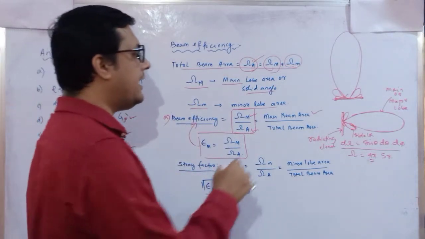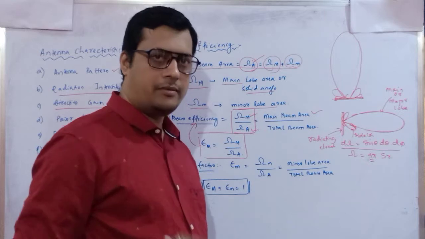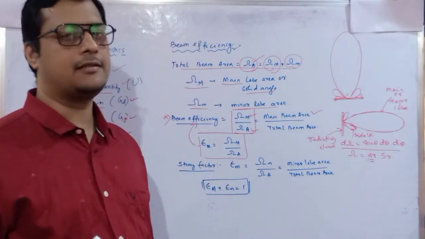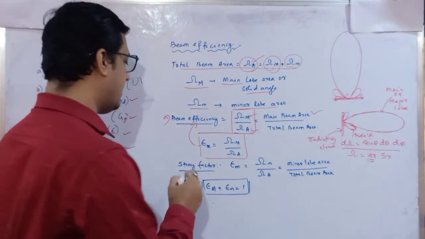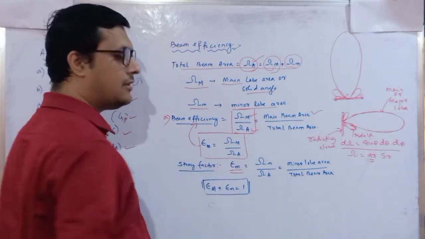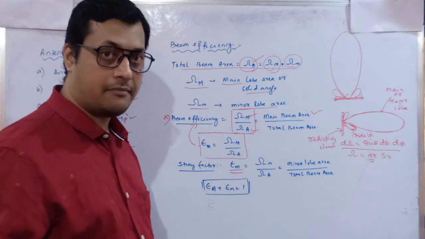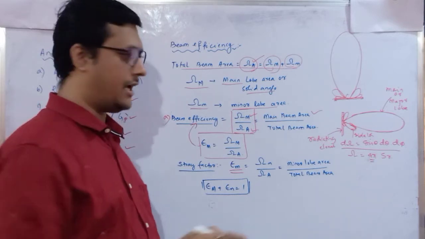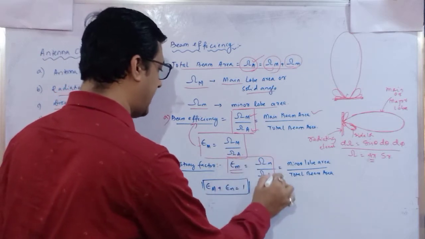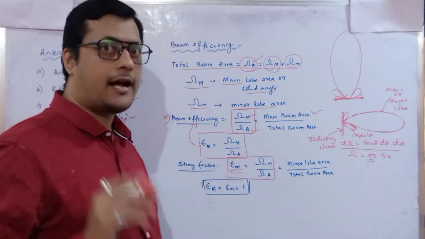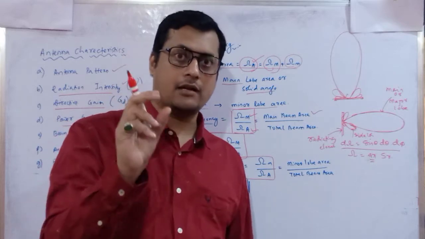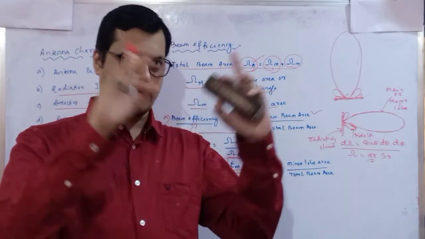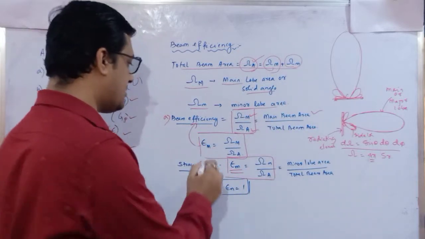Similarly, if I take the minor lobe beam area with respect to the total beam area, then it is called the stray factor. Remember that. It is called the stray factor. So epsilon_m is equal to Ω_m divided by Ω_A. So this is called my stray factor. That means it is identified with respect to the minor lobe with respect to the total beam area. Minor lobe area divided by the total beam area is called the stray factor.